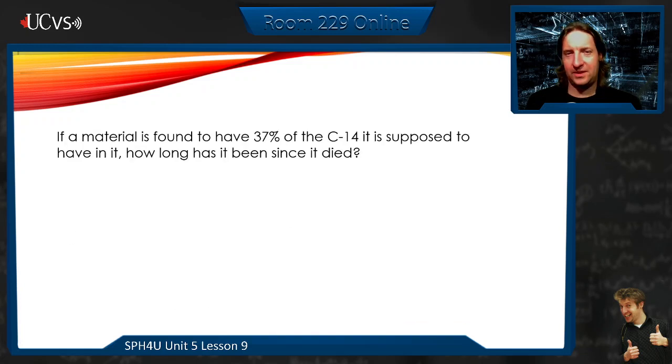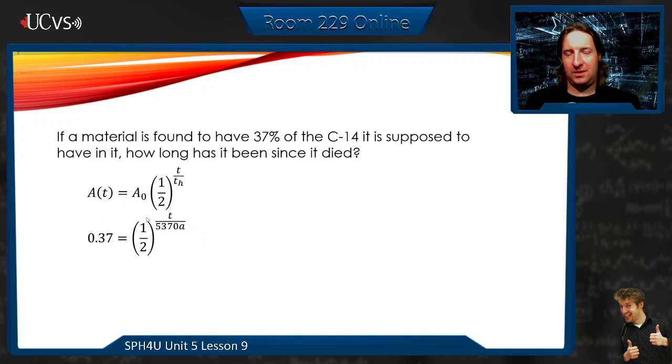Now, let's say we have a material, and I calculate that it has 37% of the carbon-14 left. How old is it? If we take our formula and I divide both sides by A naught, I get this fraction, 0.37. And I know that the half-life was 5,370 years. Now I just have to solve this for t.